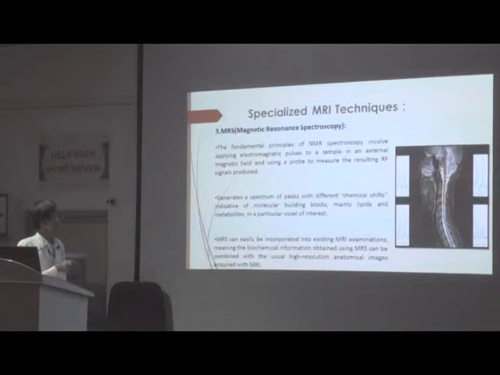And MRS, magnetic resonance spectroscopy, it will work with the principle of electromagnetic pulses are sent to a sample in the presence of an external magnetic field, and using a probe, we are measuring the RF signal. And this MR spectrum will use the chemical shifts which are indicated for the chemicals present in this region. So MRS can be easily coupled with brain MRI. So at a time we can get the anatomy information as well as biochemical information.